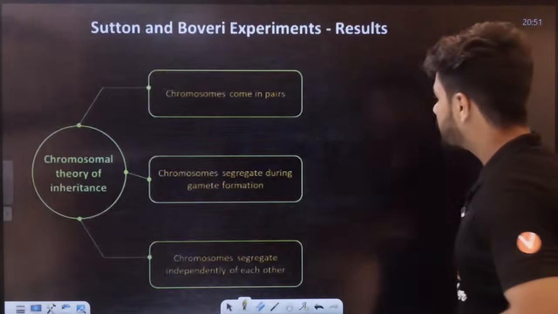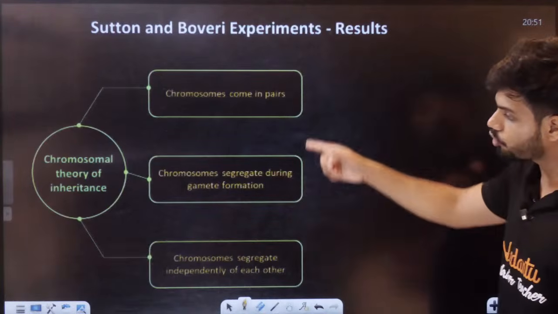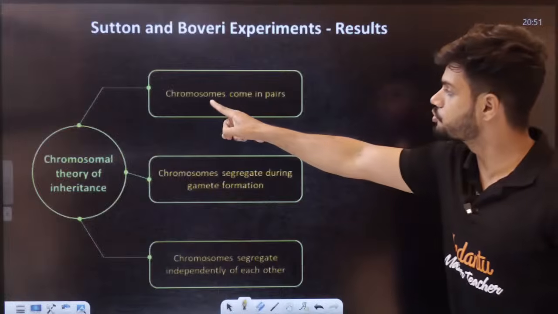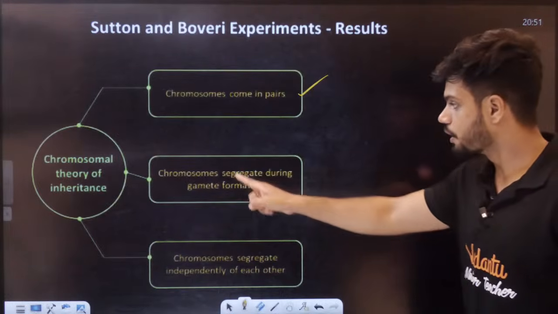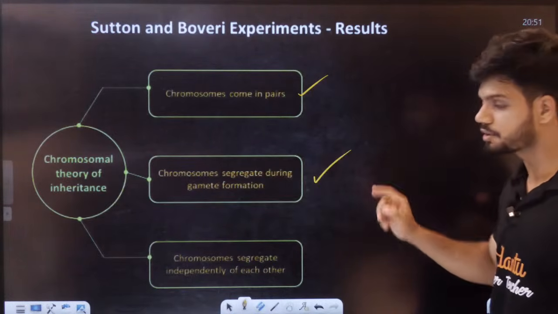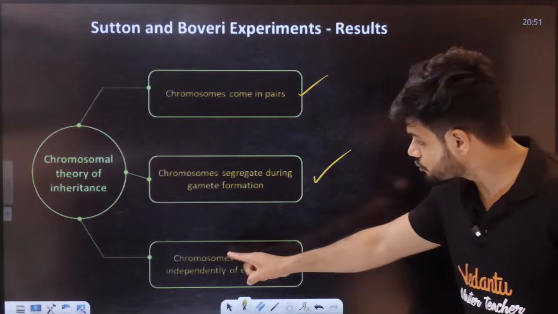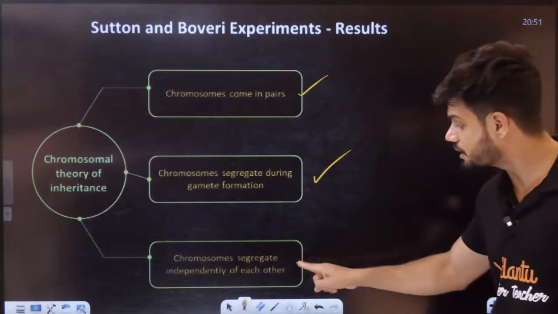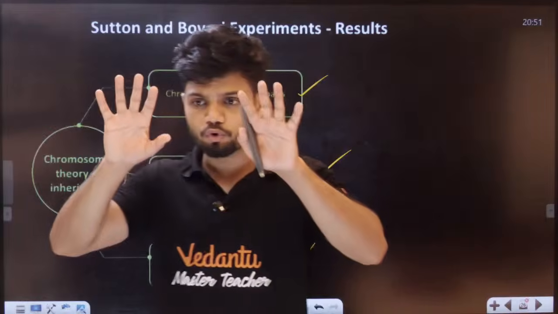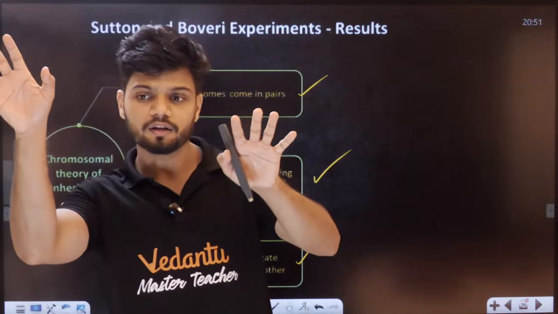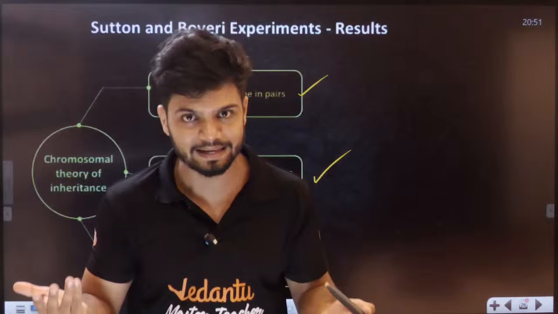Okay, so these were the points given by the chromosomal theory of inheritance. Chromosomes occur in pairs, true. Chromosomes segregate during gamete formation, true. Chromosomes segregate independently of each other, that is, there are two chromosomes, one will go this side, one will go this side. They are segregating, right?